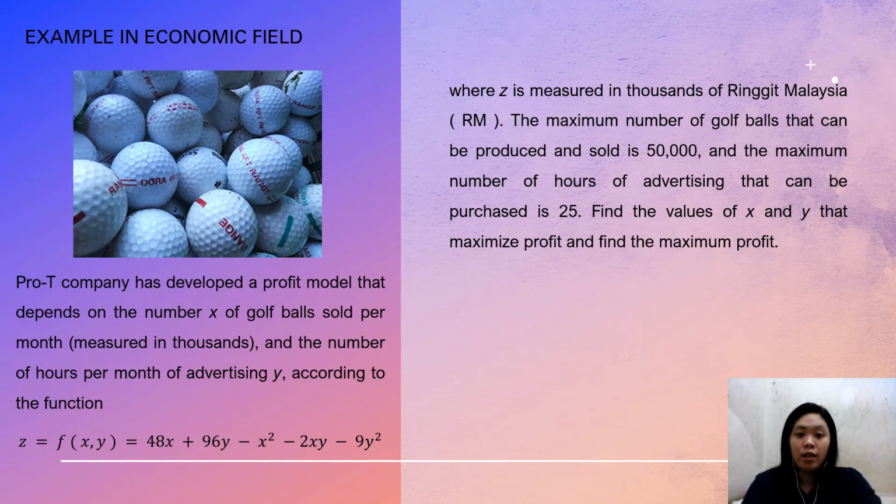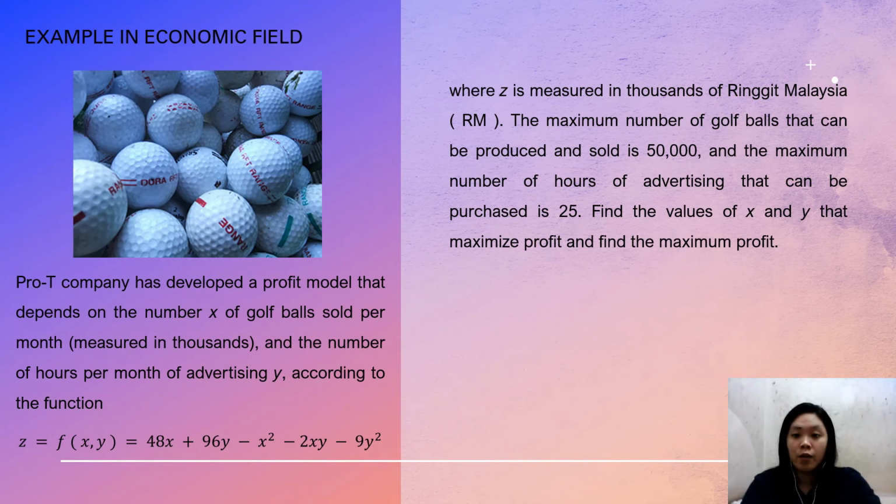A property company has developed a profit model that depends on the number x of golf balls sold per month, measured in thousands, and the number of hours per month of advertising y, according to the function z equals f(x,y) equals 48x plus 96y minus x squared minus 2xy minus 9y squared, where z is measured in thousands of ringgit Malaysia, RM.